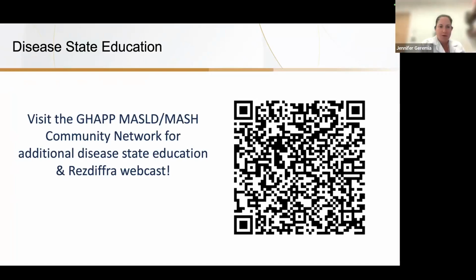This is another QR code, different from our earlier one, to connect to other MASLD and MASH resources, disease state education, and also some targeted information regarding resmetirom for the use of MASH.